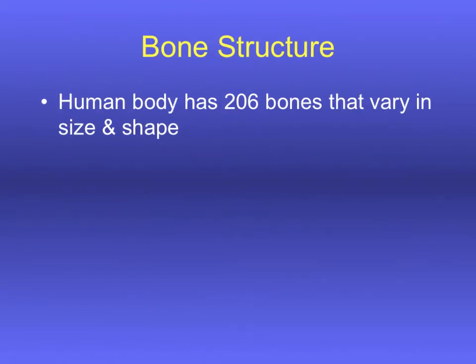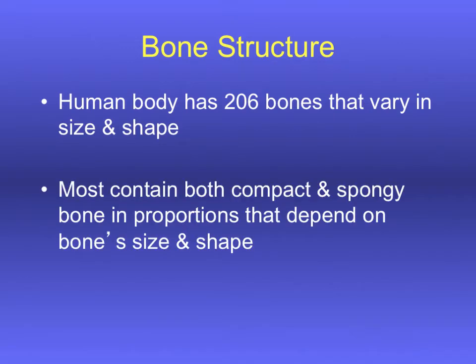Okay. So in the human body, we have roughly, give or take, 206 different bones. Most of these have both compact bone and spongy bone, compact bone being on the outer layer, spongy bone being more toward the core of the bone. Different bones have different amounts and proportions of these two types of bone depending on what those bones do, their size, proportions, and so forth.